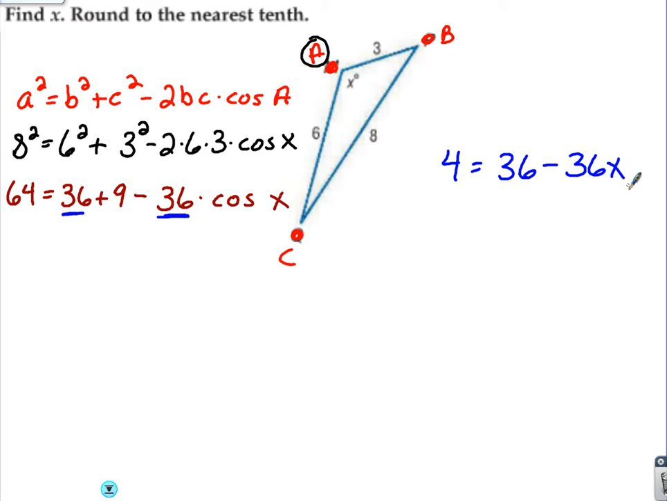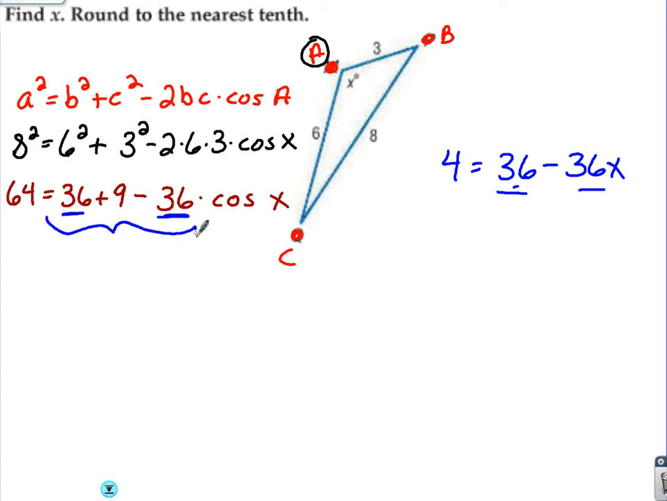Can I put 36 and 36 together here? No. Why not? They're not like terms. That x is attached to the 36x. This doesn't have an x on it. I can't put those together. It's very tempting to do it, though, because they're all three right there next to each other. Right there is the main mistake that people make in this formula. Look and see what your like terms are.